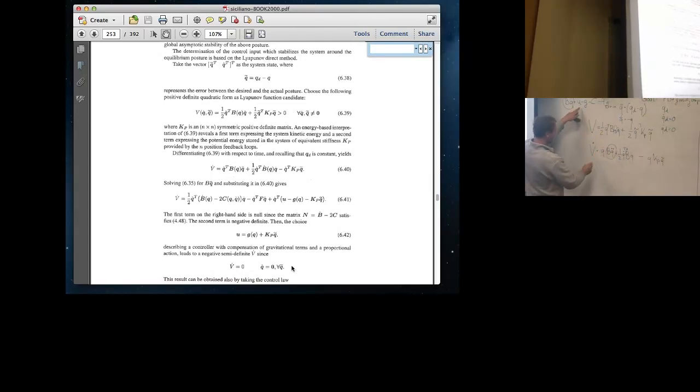So this big term gets plugged in, so I get V dot equals, I just do it a little bit, I'm not sure that I go through the entire misery, times U minus G minus C. This is this part. Plus 1/2 Q dot transpose B dot Q dot minus Q dot KP Q squiggle.